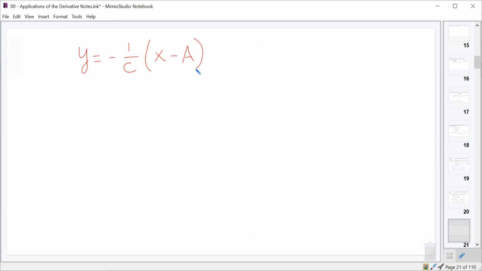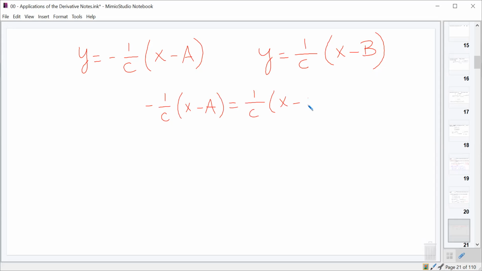And the other one will be y equals positive 1 over c times x minus b. And we're interested in when those two functions intersect each other. So we're going to let the calculator figure that out. We're going to say negative 1 over c times x minus a is equal to 1 over c times x minus b. And we'll go into our graphing calculator and graph both of those functions.